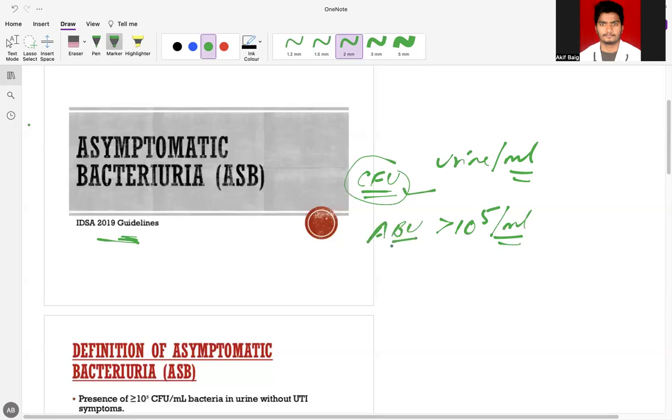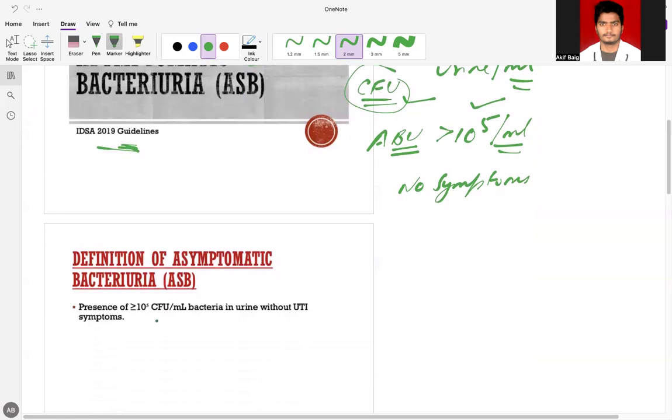Usually this is called bacteriuria, and if it occurs without any symptoms, then it is called asymptomatic bacteriuria. Many times we are not aware of the guidelines on whether to treat this or not, and patients may be treated with unnecessary antibiotics a lot of the time. So as a clinician, we need to be aware of how to treat this case.